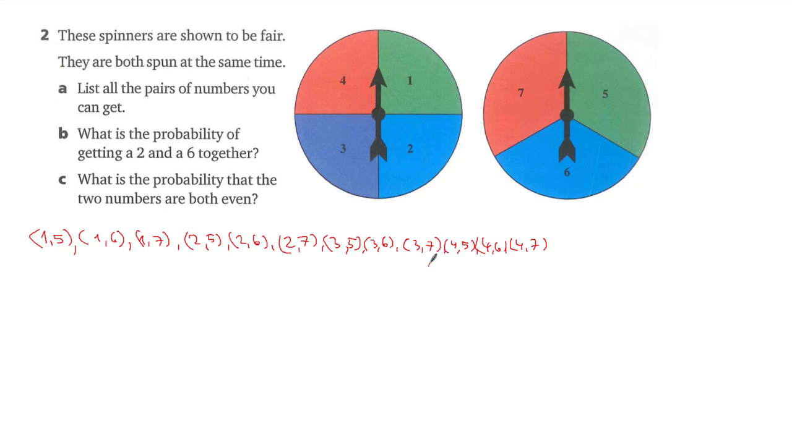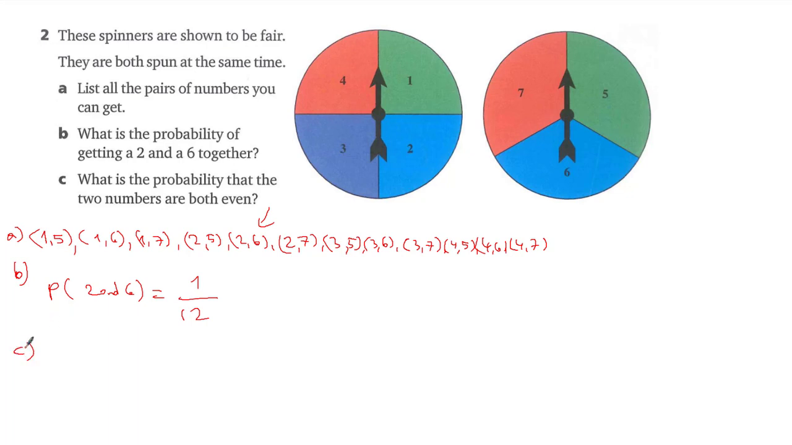Now, what is the probability of getting a 2 and a 6 together? So a 2 and a 6. Let us see here. This was part A. This is part B. So a 2 and a 6, it's only this one. So we don't have any other 2 and a 6 together. That means the probability of getting 2 and 6 would be 1 out of how many possible outcomes are there? Well, there are 12. So 1 out of 12.